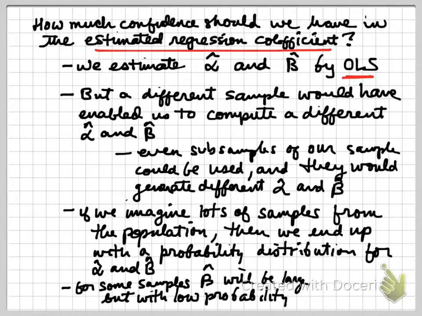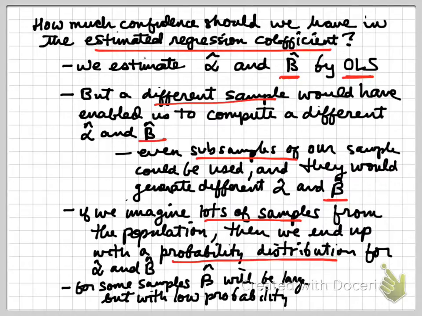So we've estimated this beta hat, but we know that a different sample would have enabled us to compute a different beta hat. And subsamples of our data could have been used, and they would have generated different beta hat. So you can imagine that we have lots of different samples from the population. We'd end up calculating lots of beta hats, and that would give us then a distribution, a probability distribution.